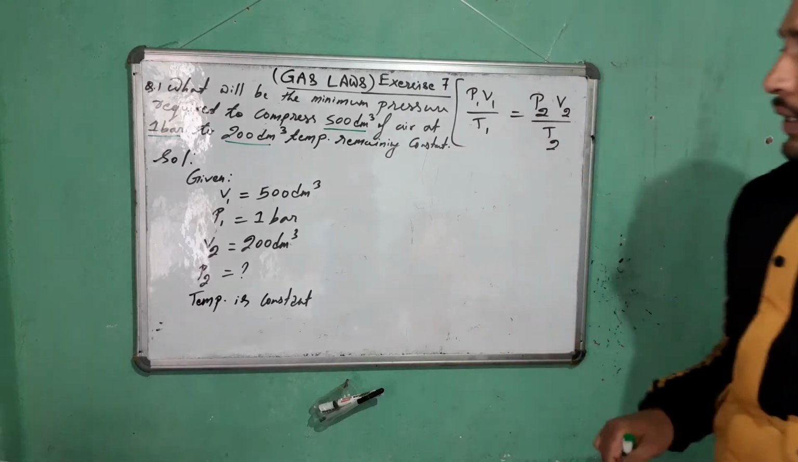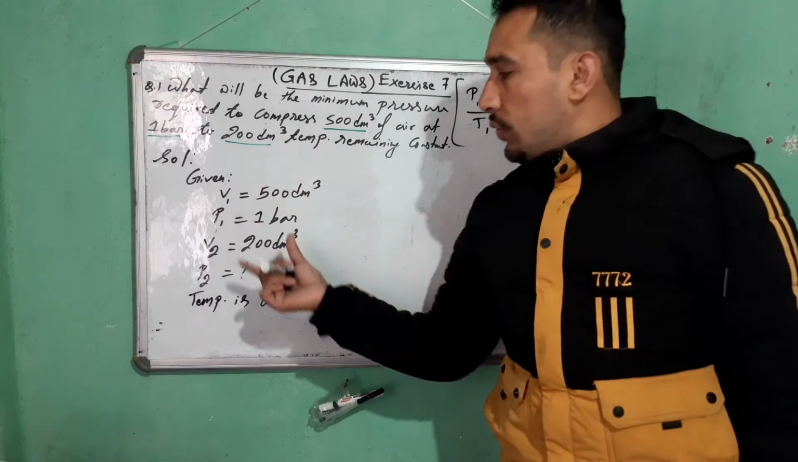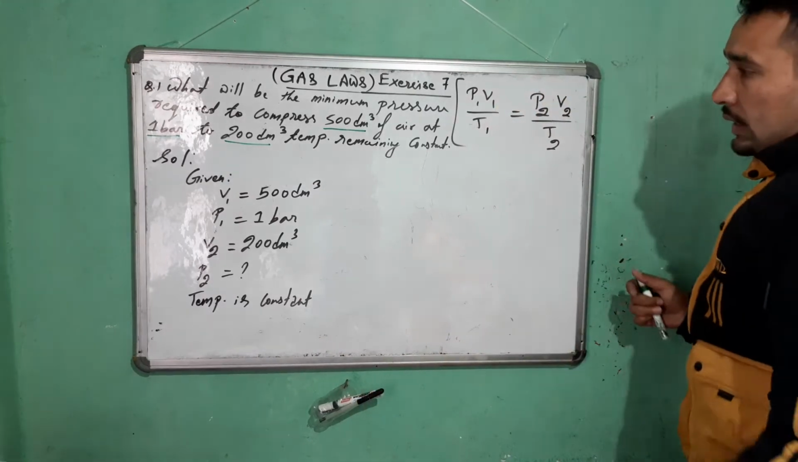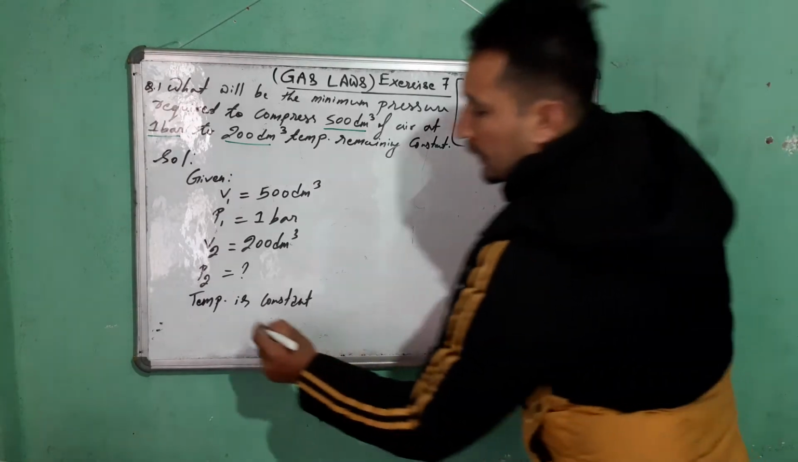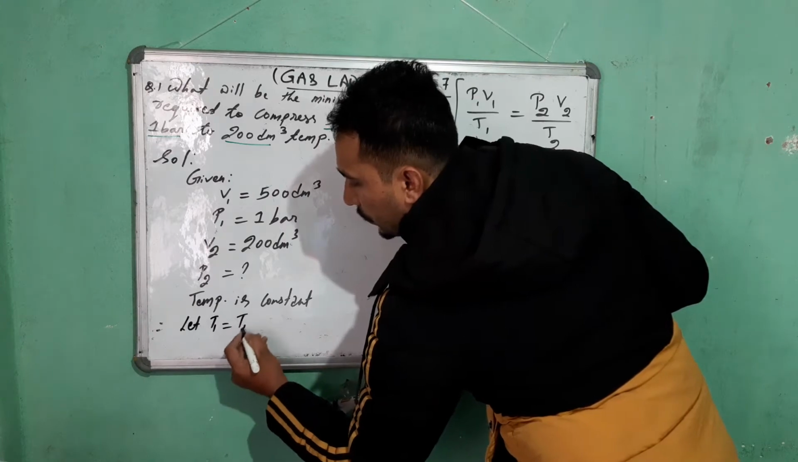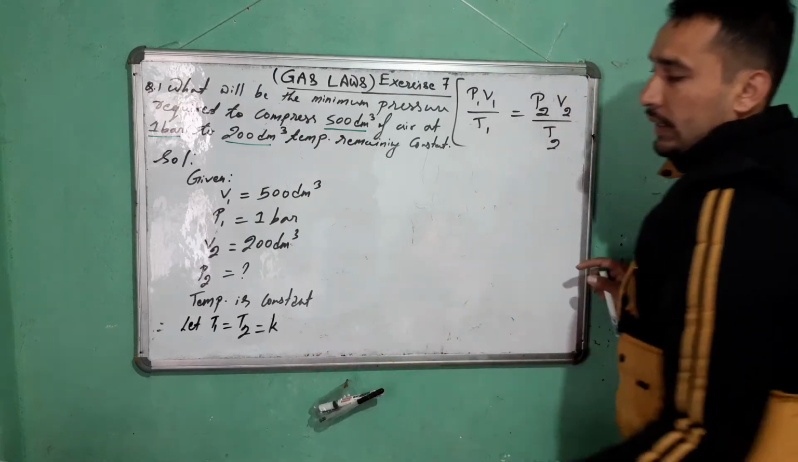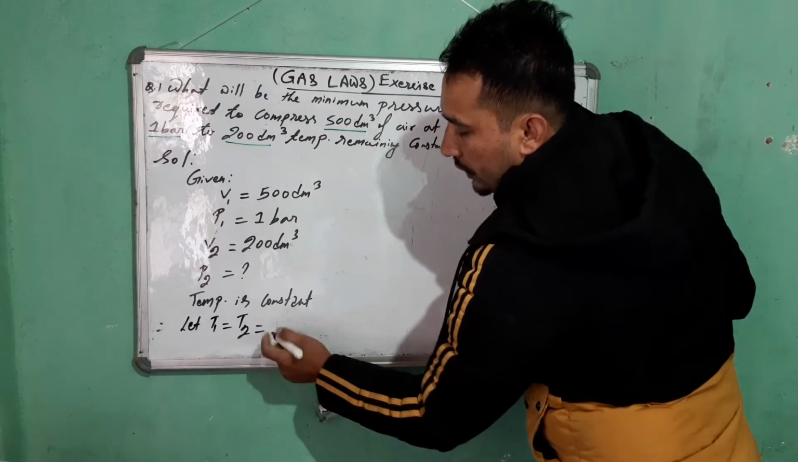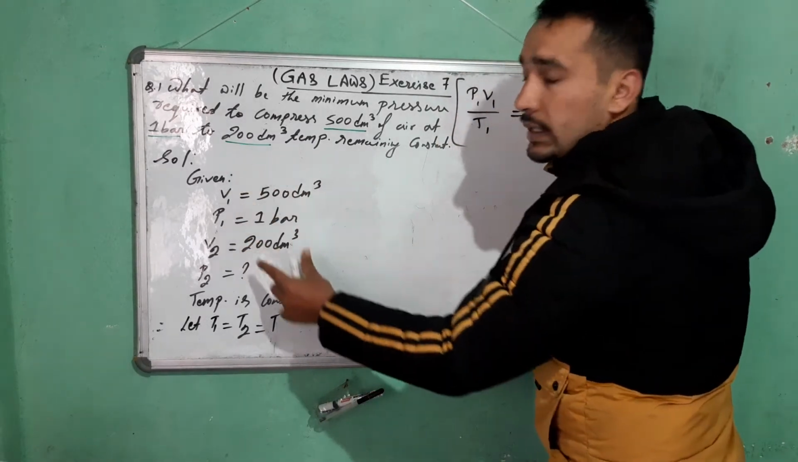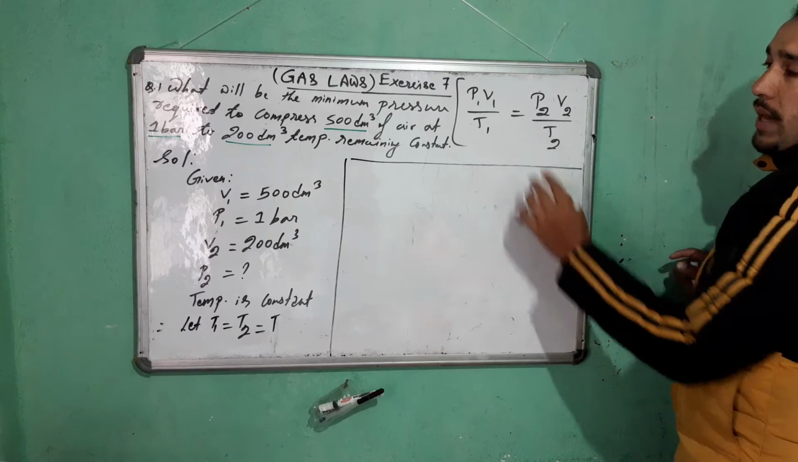Temperature is constant. So in this case, instead of using the combined form of gas laws formula, you can directly use Boyle's law, P1 V1 equals P2 V2. Otherwise, you can use the same formula. Temperature remains constant means let T1 equal T2 equal to some constant K. Let the temperature be K, or let T1 equal T2 equal T. Because temperature is kept constant, whatever is the temperature in the first case, the same is the temperature in the second case. So I'll use the combined form of gas laws directly.